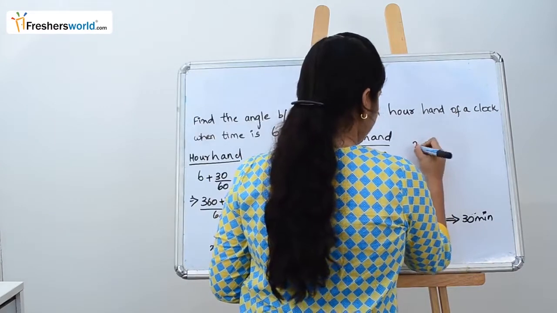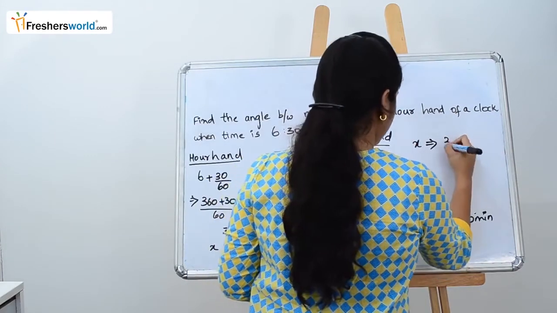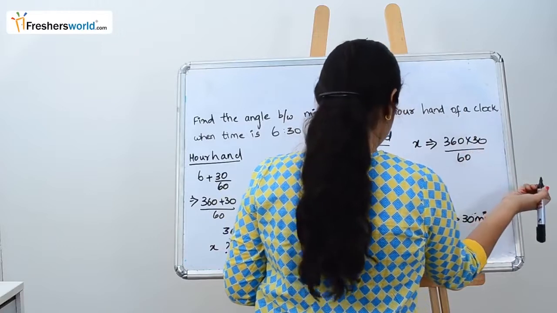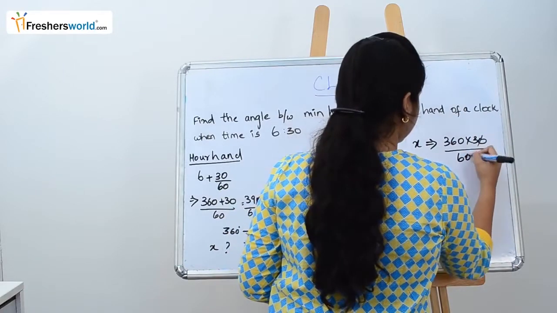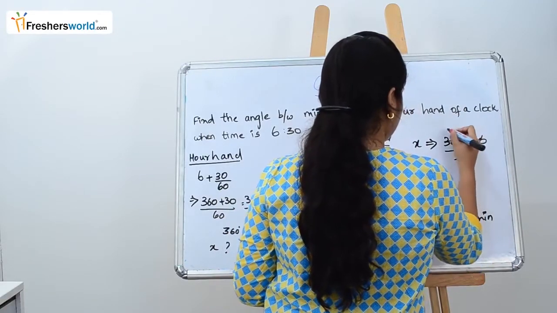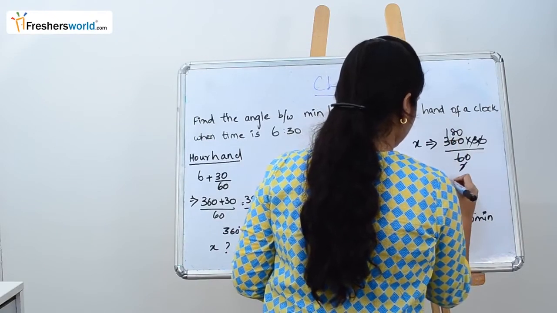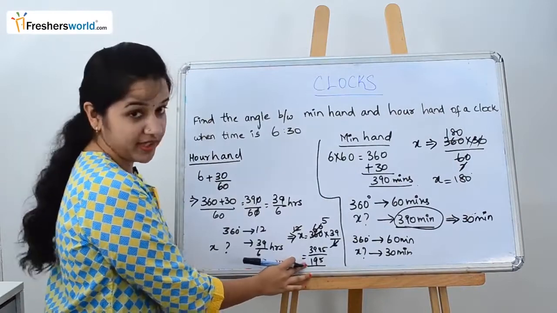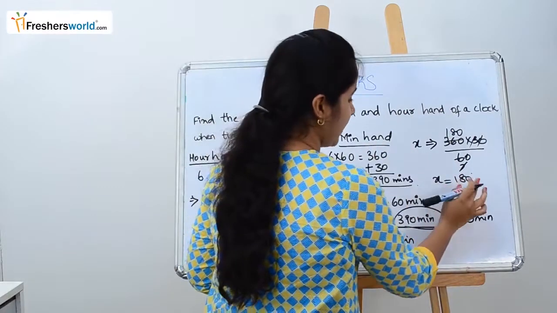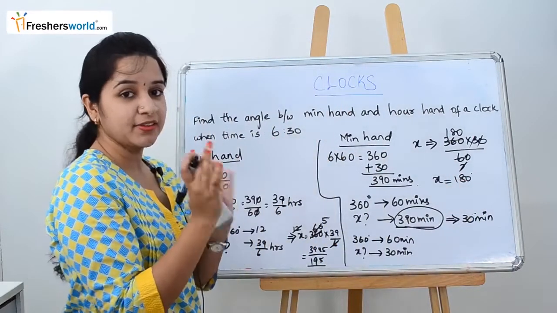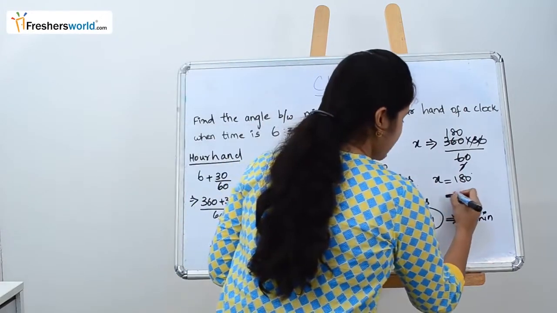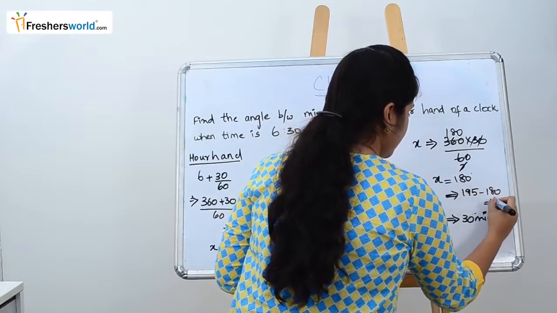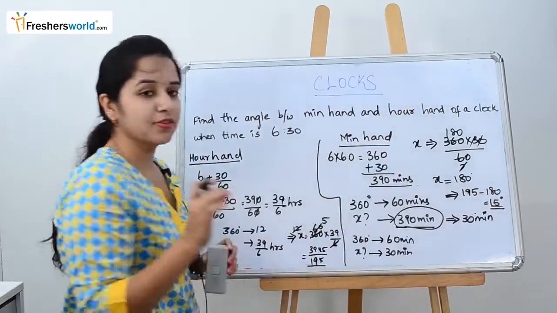So x is equal to 360 into 30 divided by 60, which is 180. So x is equal to 180. The hour hand is at 195, the minute hand is at 180. They are asking for the angle difference between them, which is 195 minus 180, equal to 15 degrees. So the answer is 15 degrees.